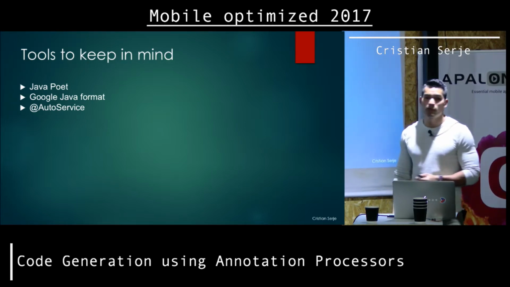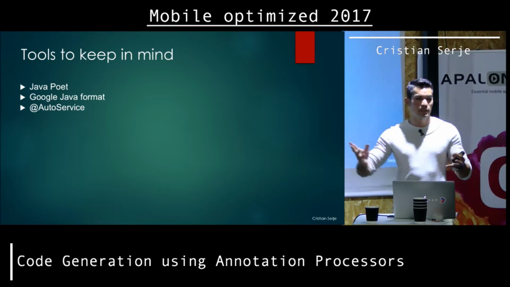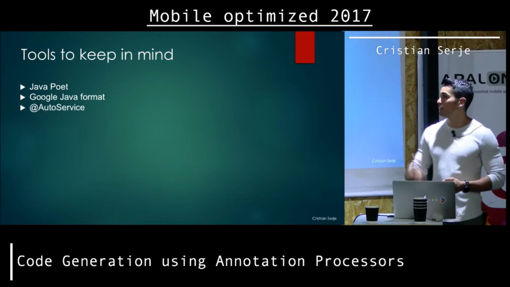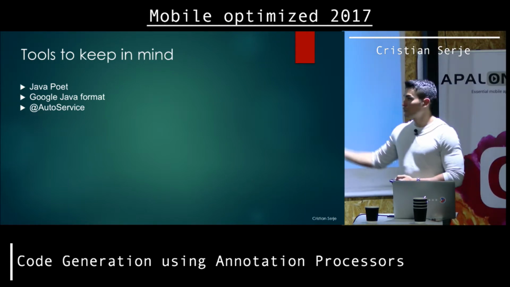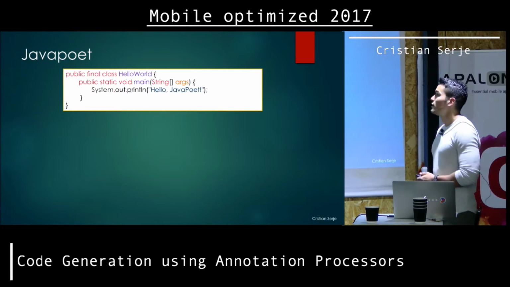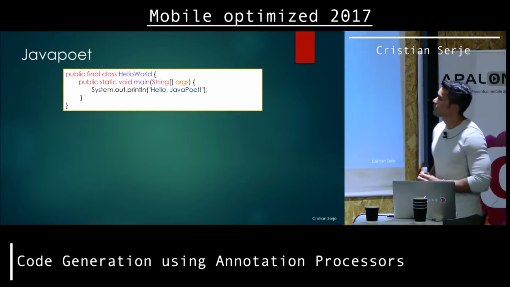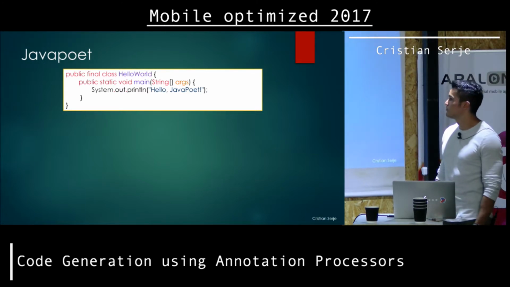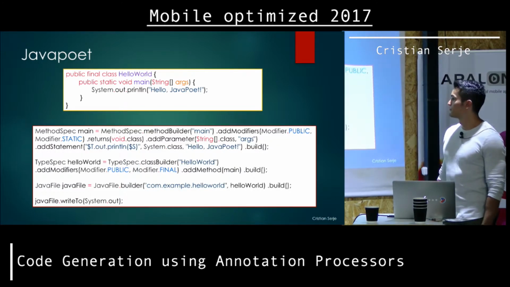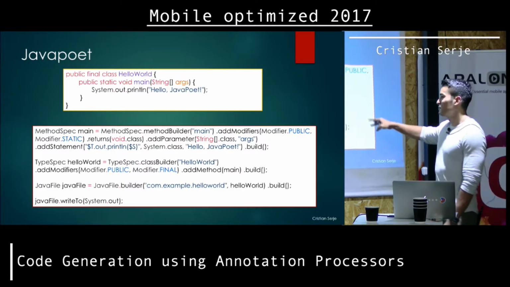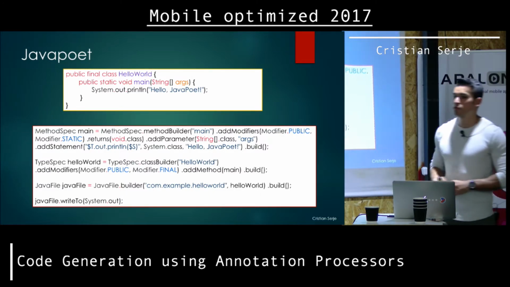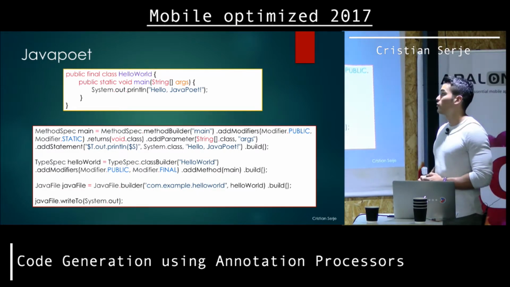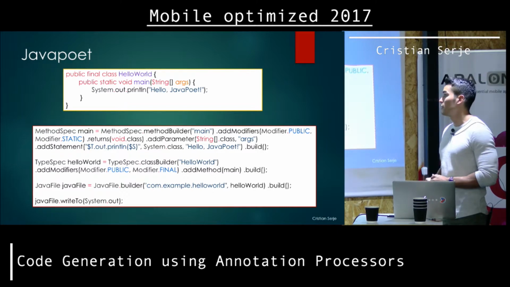There's also Google Java Format, which formats your code to be nice and visually cool. And the AutoService that I mentioned already before. So this is more or less an introduction to JavaPoet. You have the normal hello world main, and this is how you would create it. This is why I didn't want to mention it, because it's another learning curve. We are talking about processors mainly, and you would have to learn how JavaPoet works here as well.